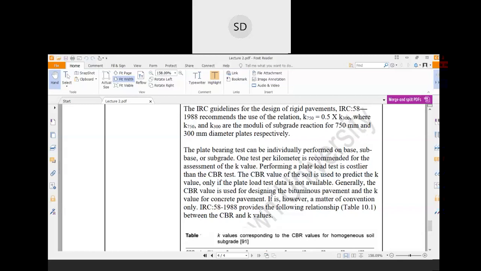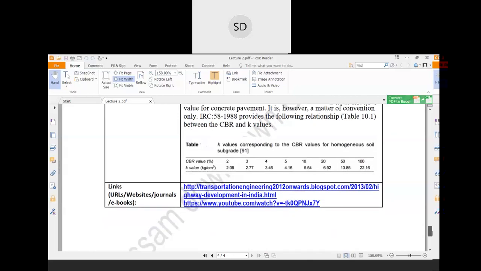Generally the CBR value is used for designing bituminous pavement, and your K value or modulus of subgrade reaction is used for concrete pavement. However, it is a matter of convention only, and IRC 58:1988 provides the following relationship between CBR and K values. So when your CBR value is 2%, the K value is around 2.08. Like that, based on different CBR values, you will get different K values. If your CBR value lies between two points, suppose it is 7, you can interpolate and find the K value. So this is the basic table to find your K values corresponding to different CBR values.